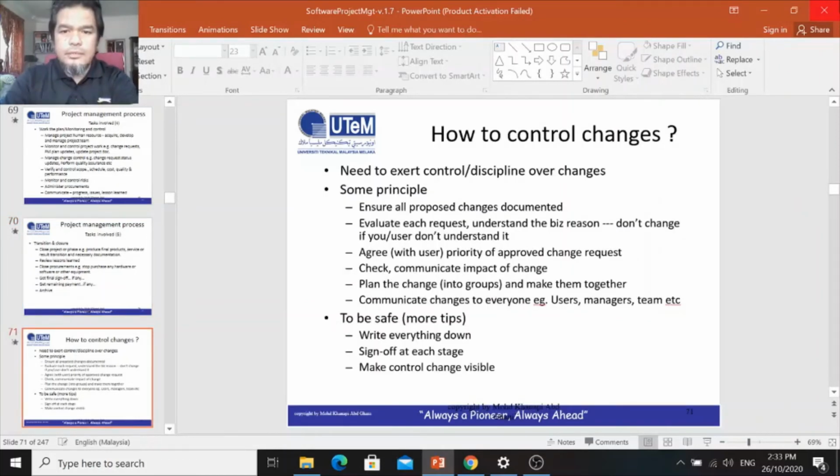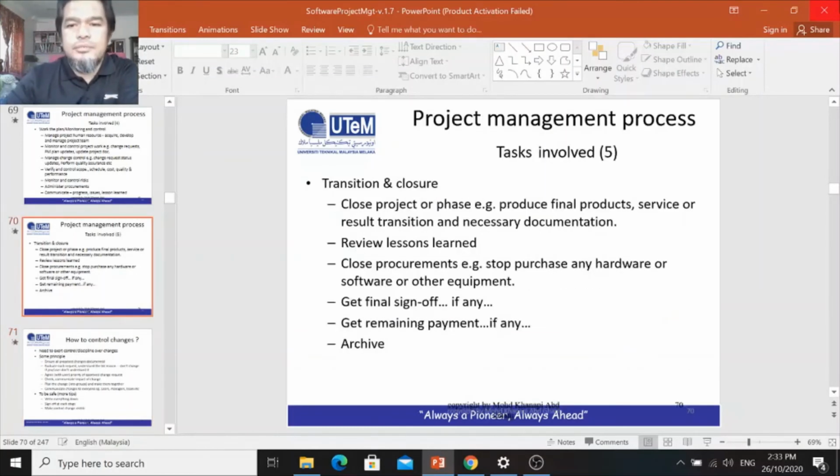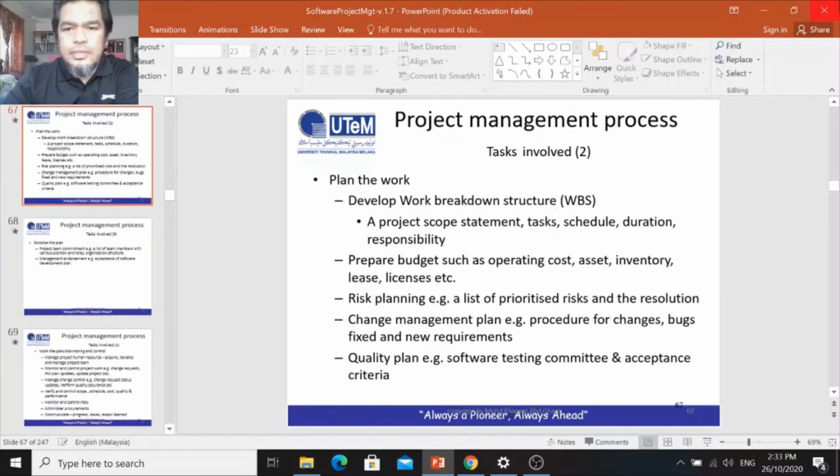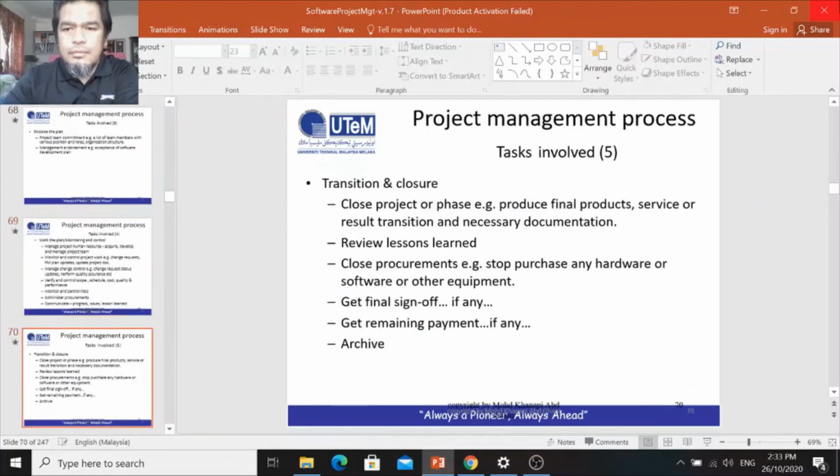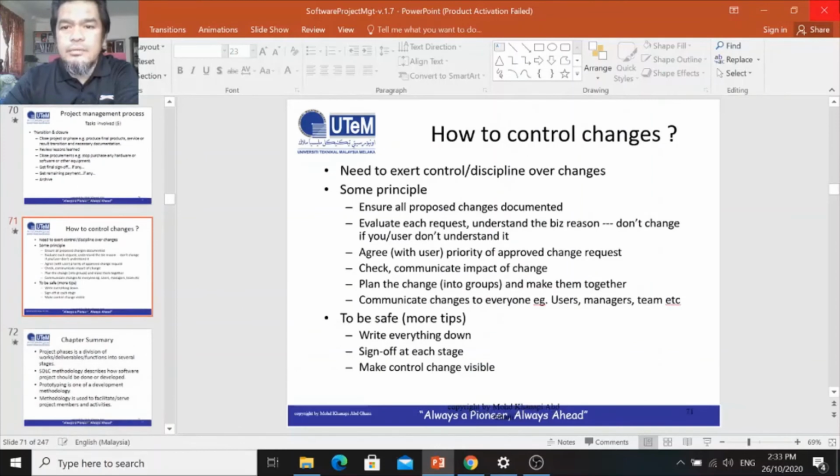So how do you want to control changes? This is also part of the project management process. I already told you that we have 5 tasks involved in project management. So please make sure that you remember and understand this process. Okay, and how to control the changes?